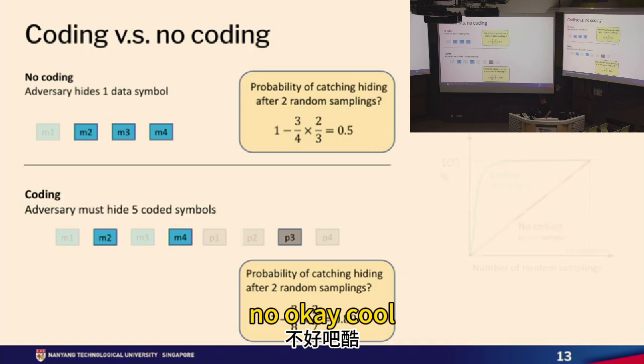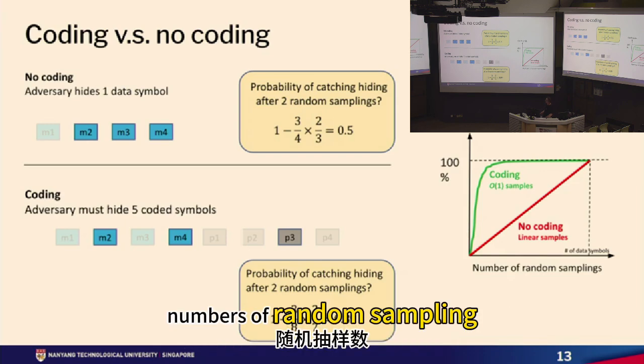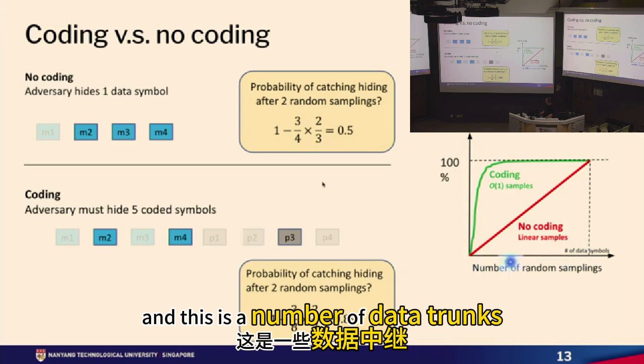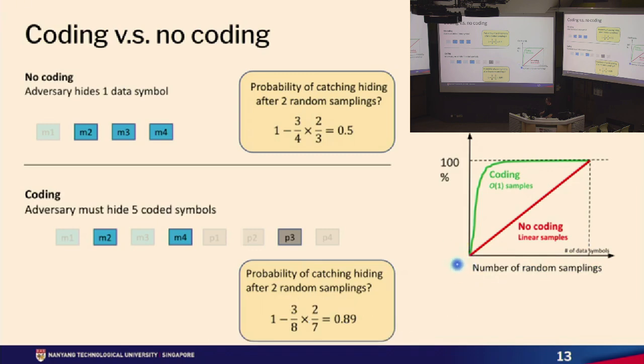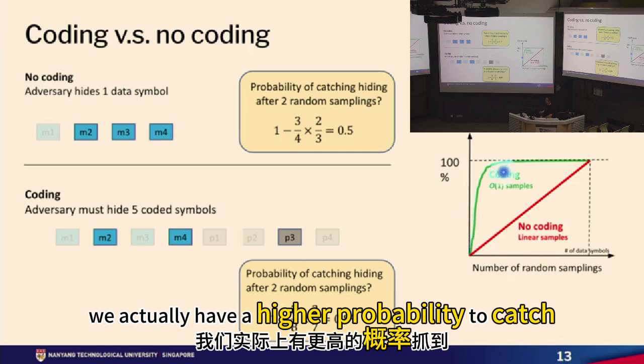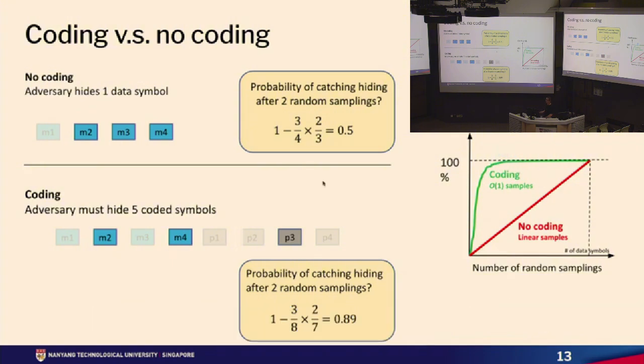No? Okay, cool. So this is basically the chart with the number of random samplings, and this is the number of data chunks. Once it increases with the erasure coding mechanism, we actually have a higher probability to catch the hiding chunk of data with less sampling.